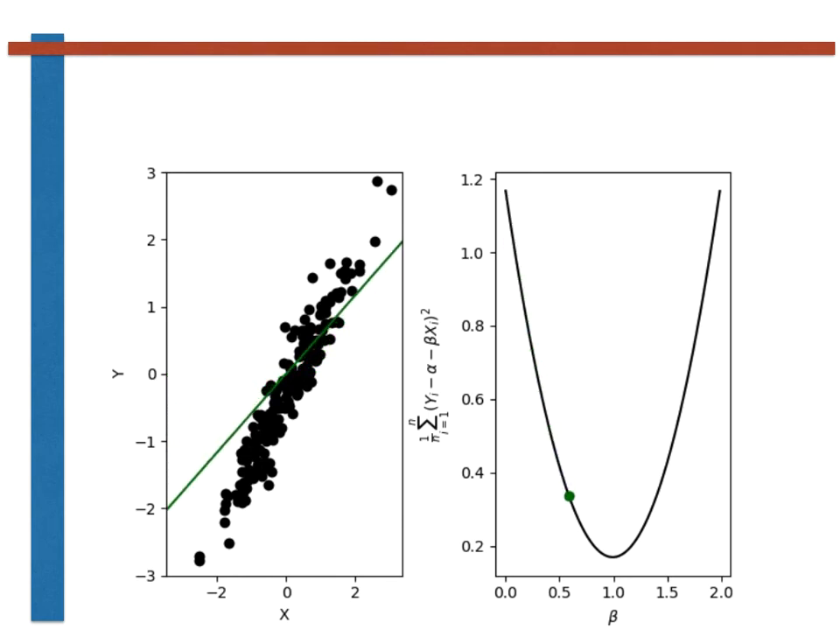What you will see once again is that the function that is displayed on the right is a quadratic with a minimum that appears when the green line is centered on the cloud of points in the left panel.